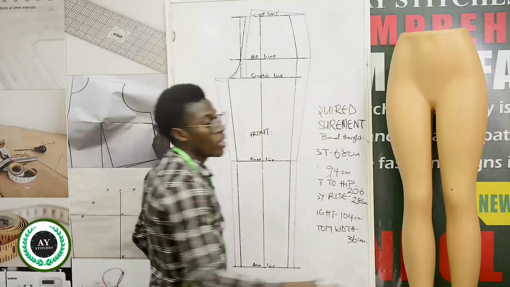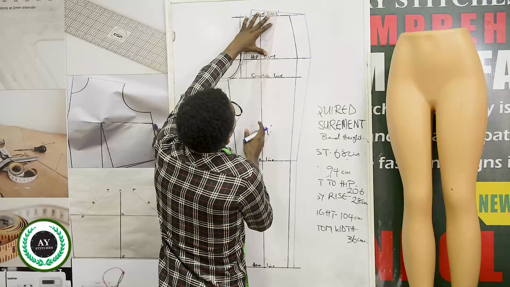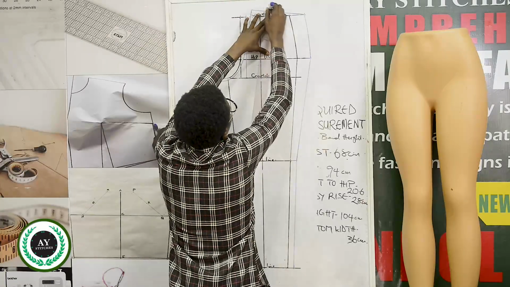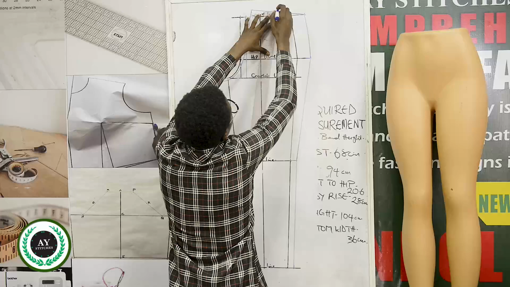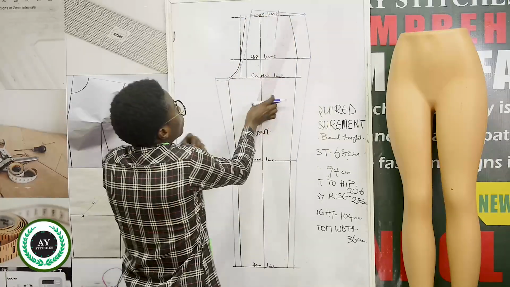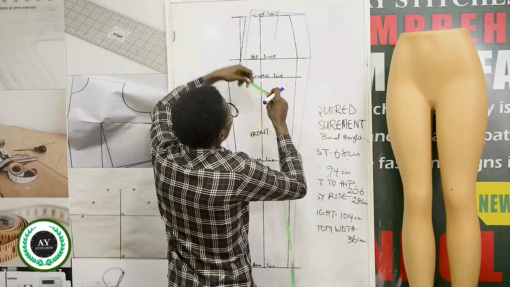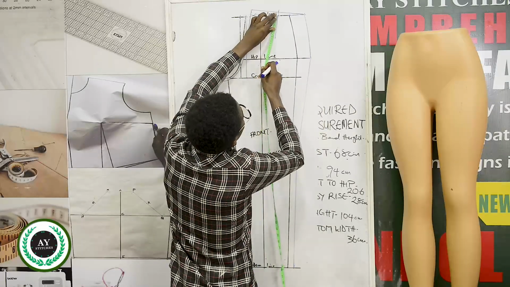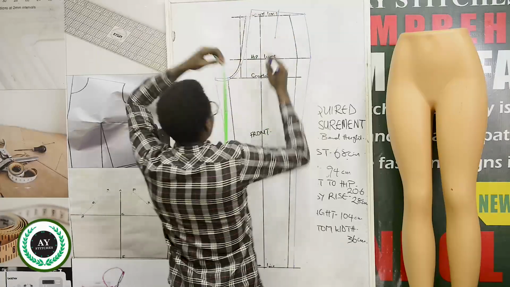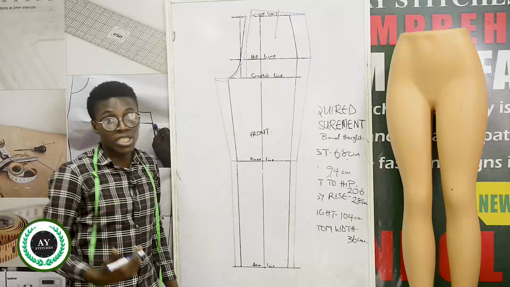For us to square down, all you need to do is use your set square, or use your ruler like this. Let this line be on the waistline and this point, and you just rule down. Once you've done that, get the length, which is 10 centimeter. All right. So now this is the midpoint for the dart.